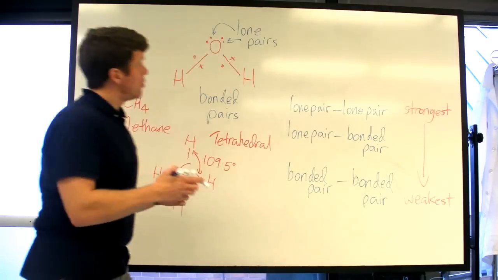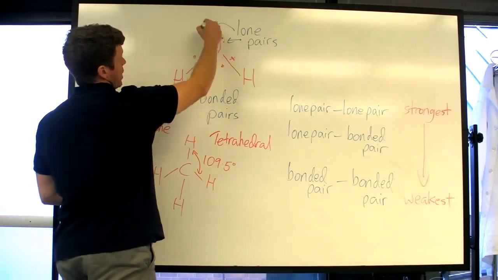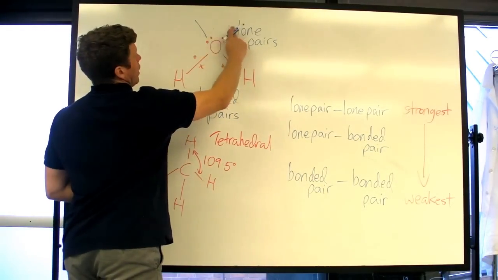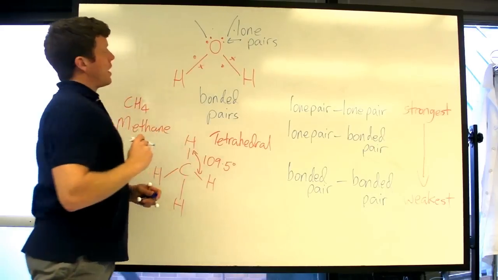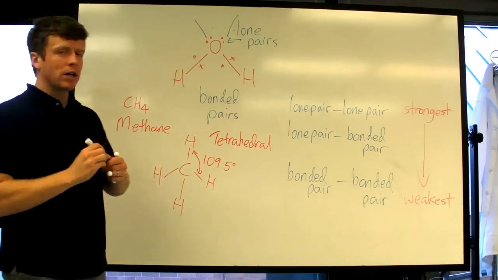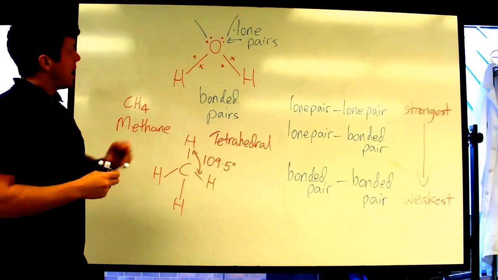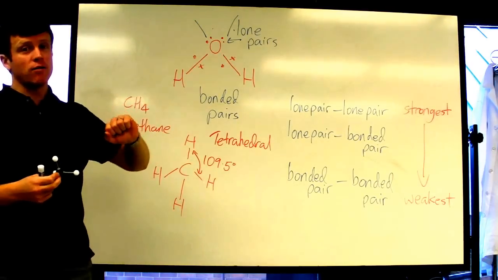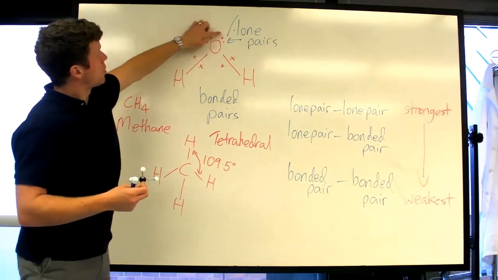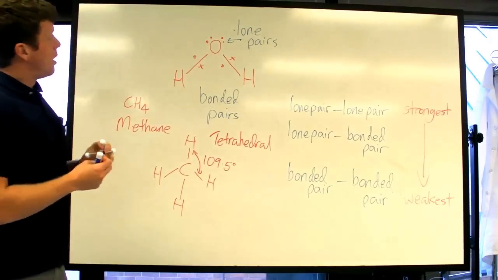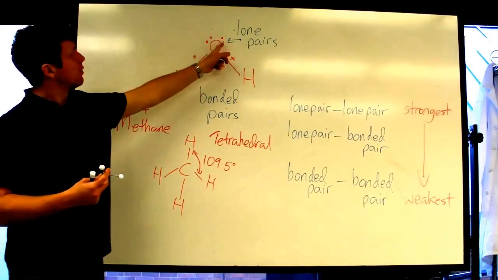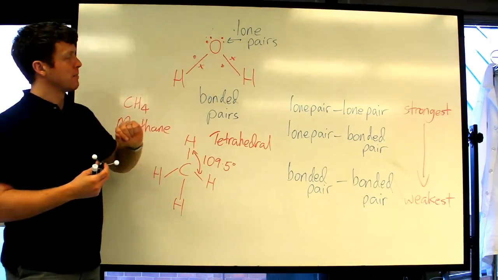So if we had two bonds coming off here and here, it'd actually look a little bit like a tetrahedral. It'd have 4 bonds, and they'd all be 109.5, but that's not the case because oxygen can't make that many bonds. But what it does have instead is 2 pairs of lone pairs, 2 pairs of bonded pairs.